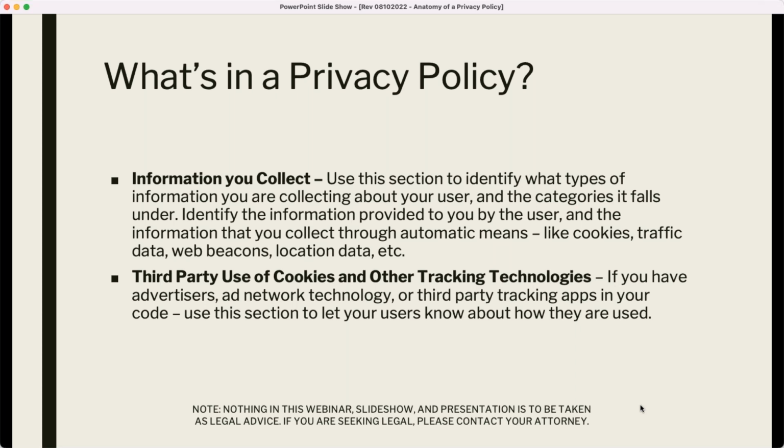And that's where the third-party use of cookies and other tracking technologies come into play. If you have advertisers or ad network technology, third-party tracking apps in your code, use this section to let your users know about how they are used for your particular website and business.